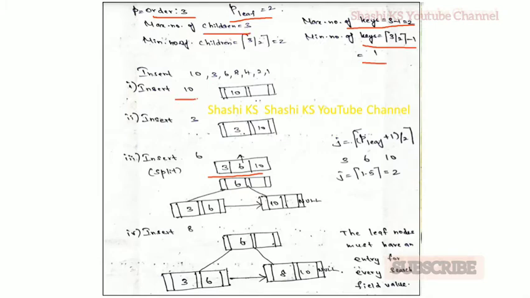So first, when I try to insert 10, I can insert 2 keys, the maximum number of keys which I can have is 2. So then I insert 3. So then I insert 6. So already 3 and 10 are being inserted. B plus tree is a generalization of the binary search tree, so it holds the properties of binary search tree.